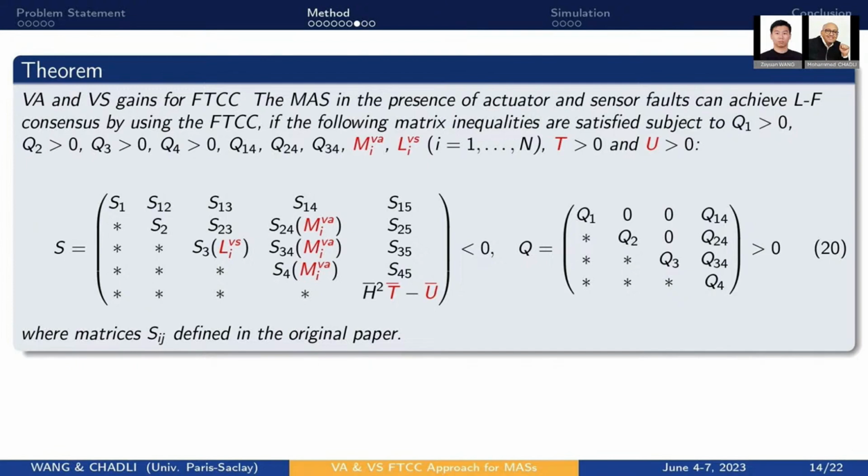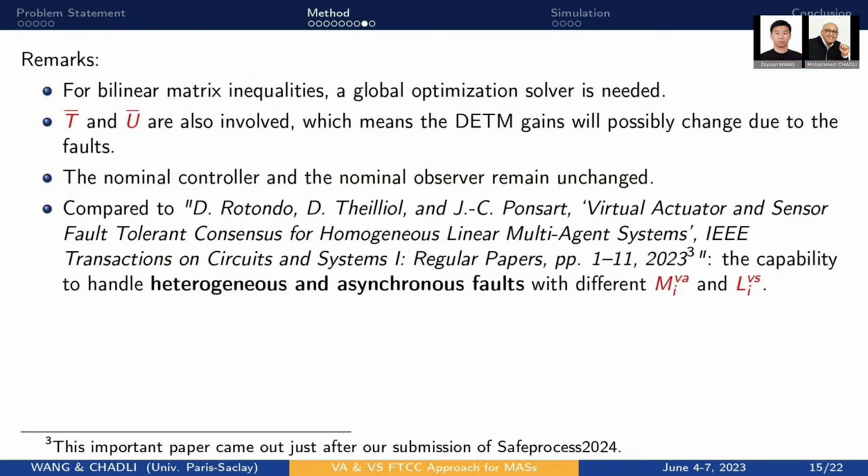We have proved that if these matrix inequalities are satisfied, the gains of VA and VS exist and the leader following consensus can still hold. And actually, the above matrix inequalities are bilinear, so we do need a global optimization solver. Also notice that the T bar and U bar, as the gains of the event trigger mechanism, are involved, which means the event trigger control may need to be updated according to the fault. Again, the nominal controller and the observer remain unchanged, which is the main advantage of this method.